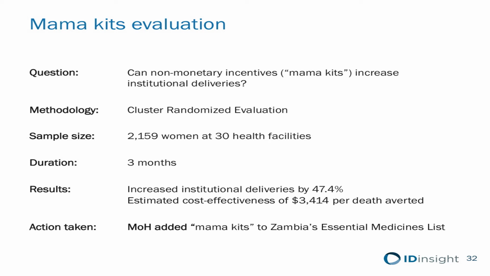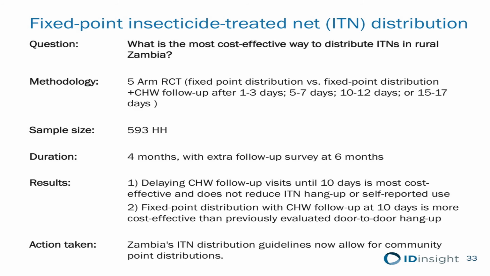And if you layer on a number of assumptions, which different people have different issues with, this is roughly around $3,000 per death averted. And the true result, which is that the Ministry of Health added mama kits to its list of essential medicines, which means that it's being scaled up across the country. So this is an example of a demand-driven question that was answered on a very short timeline and directly fed into the ministry's decision-making. Similarly, they wanted to know what's the most cost-effective way to distribute anti-malarial bed nets in Zambia. So the knowledge-focused evaluation literature has shown us that under the right circumstances, it makes sense to give away bed nets for free.